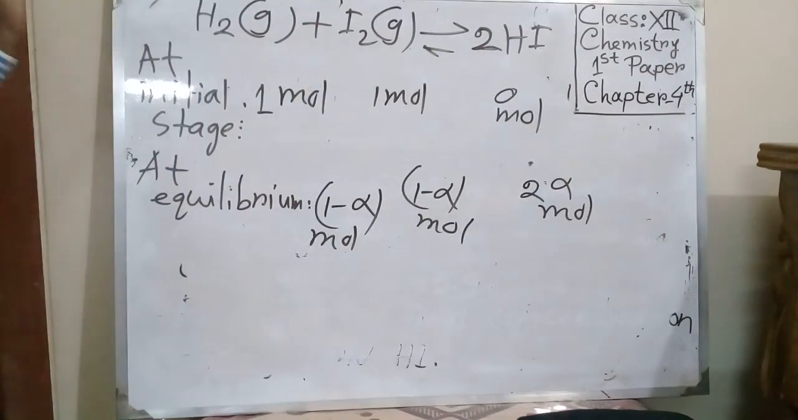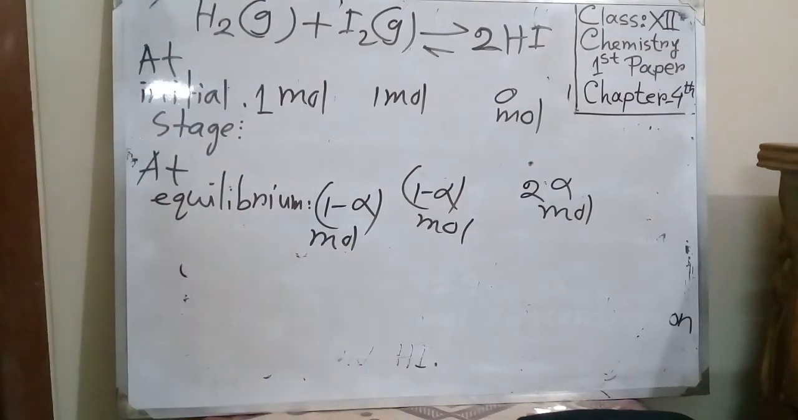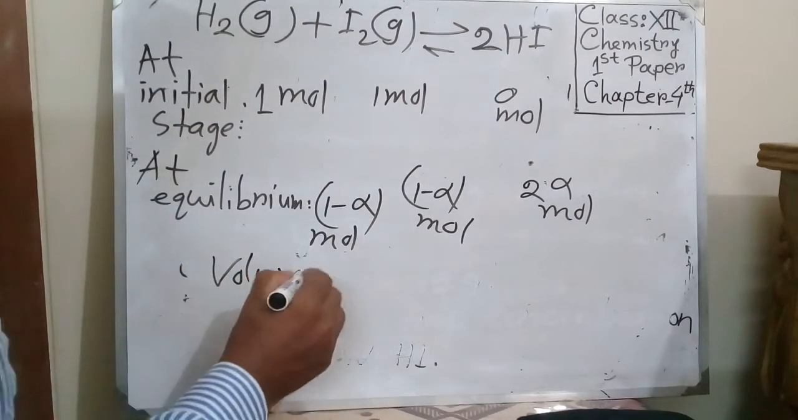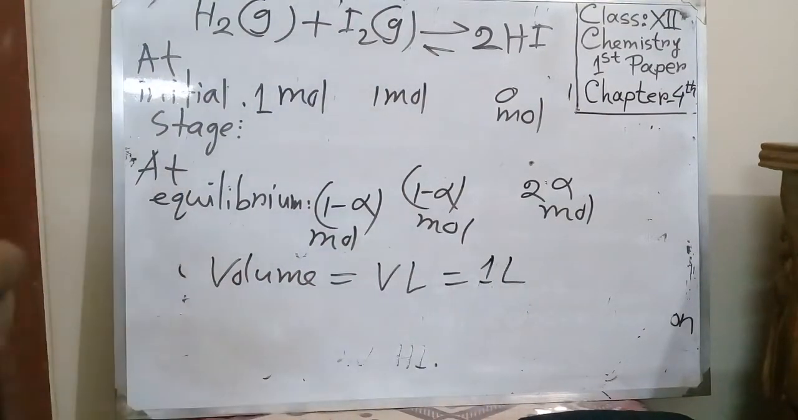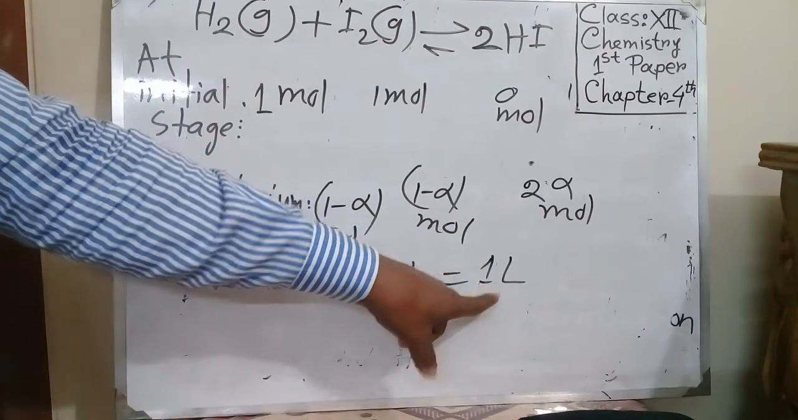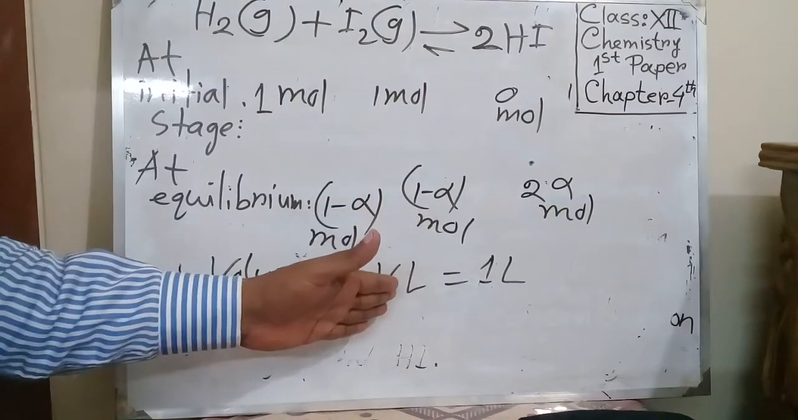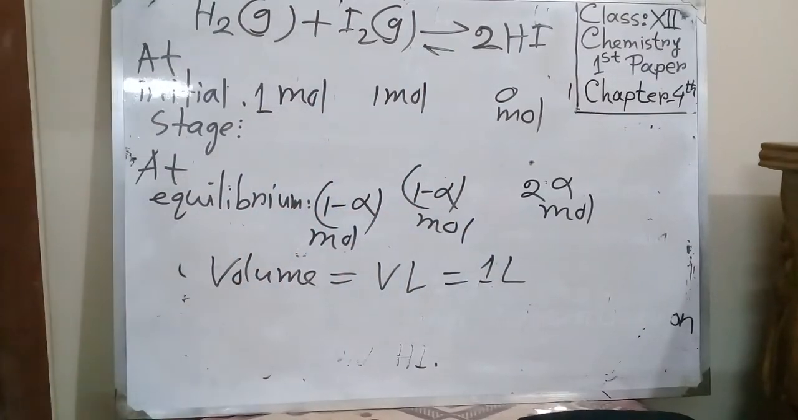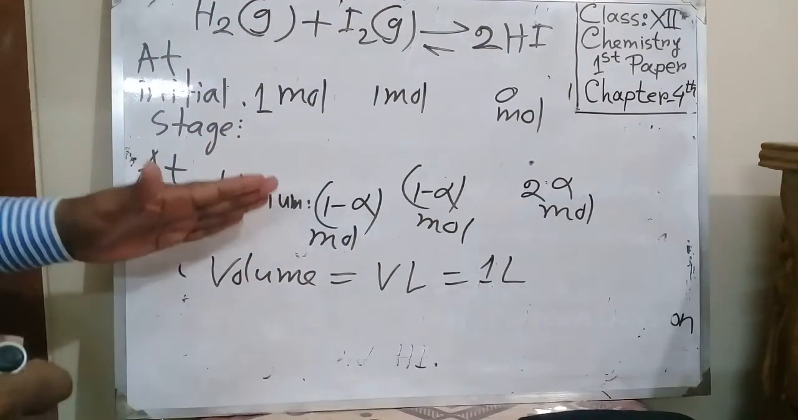at the equilibrium. Now the volume of the flask was given in the question, and this one is 1 liter. So we can write here volume of the flask equal to B liter, means 1 liter. We have got this from the question, and we can assume this is the volume, so B liter, 1 liter. Now we can find out the molar concentration of iodine, hydrogen and hydrogen iodide at equilibrium.